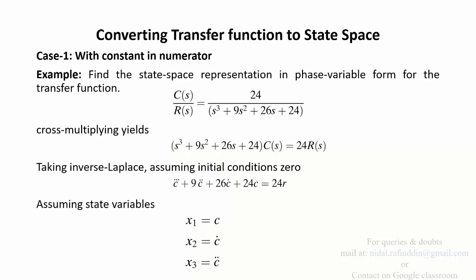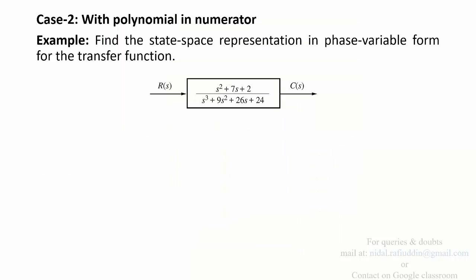So, in the previous lecture, we talked about the conversion of transfer function to state space, and it comprises two cases. One case was already discussed, which was if you had a constant in the numerator of the transfer function, like the example given here. Today, we'll discuss the second case, which talks about the presence of a polynomial in the numerator.